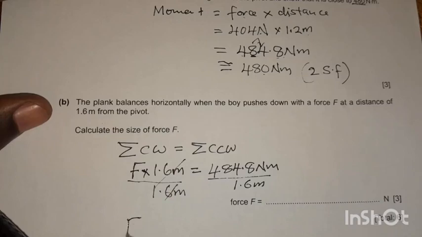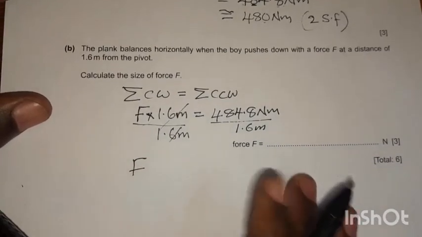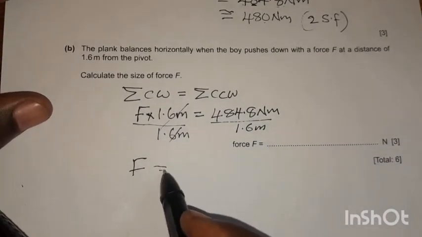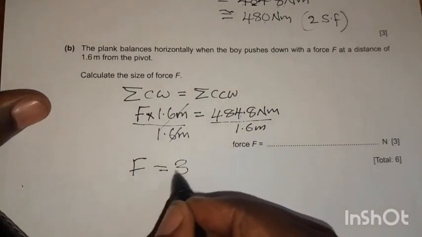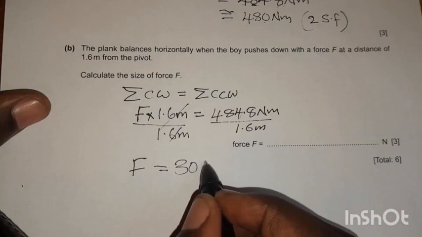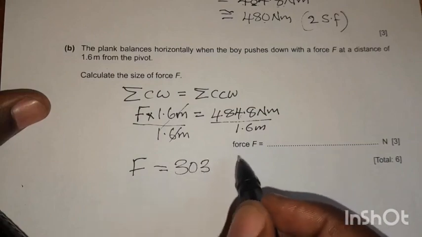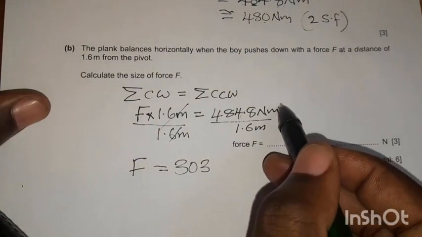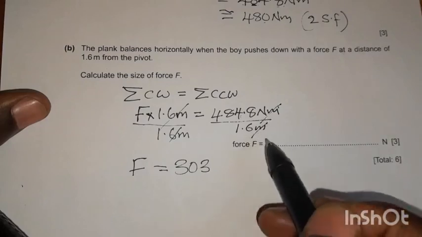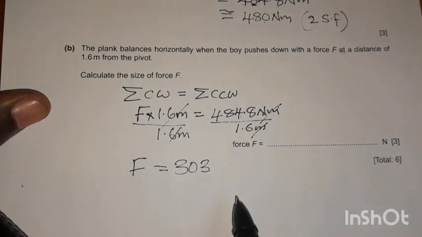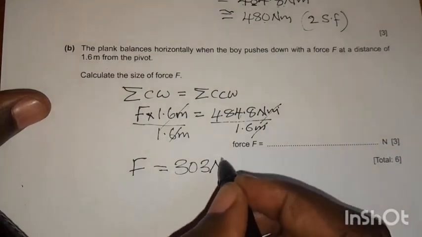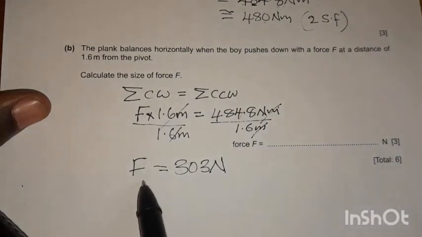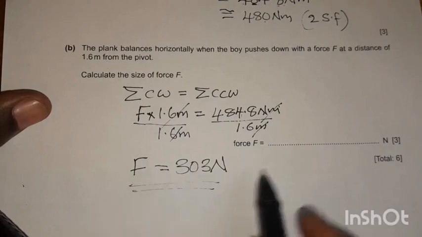Then we'll have force is equal to, when you divide this, you get 303. And then you see that this meter and this meter will cancel. What will remain is just the unit of force, which is the newtons. So the force F is 303 newtons.